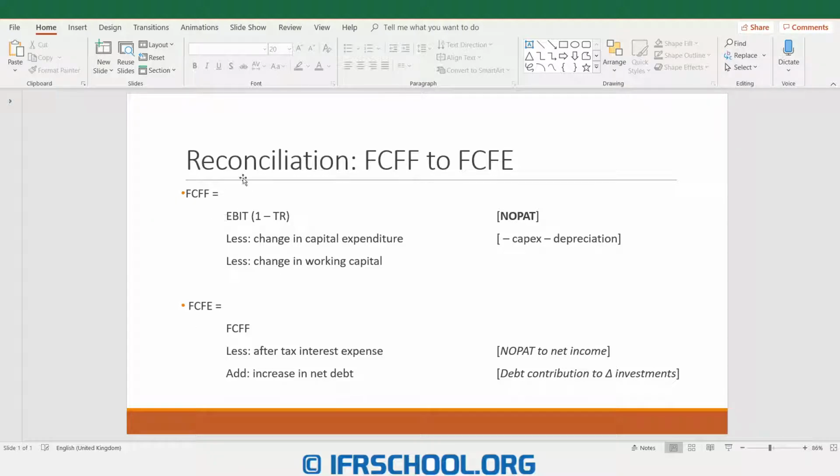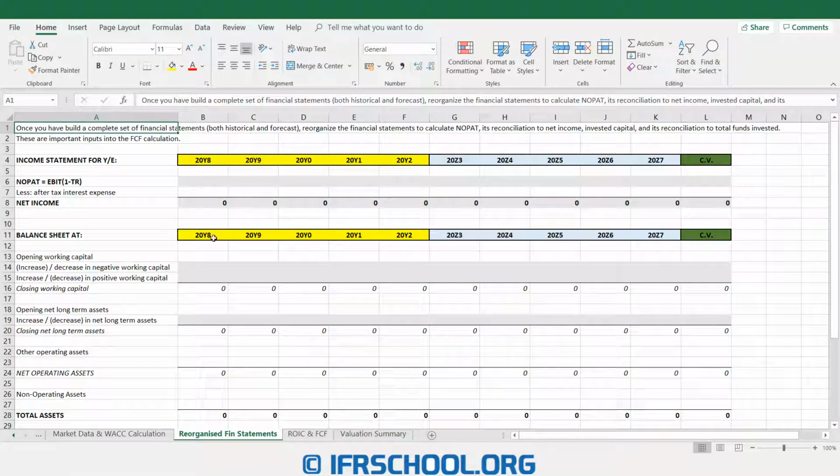Remember, to calculate free cash flow to the firm and free cash flow to equity requires us to calculate various components for each year. We have to calculate NOPAT, or EBIT multiplied by 1 less the effective tax rate. We have to come up with figures for capital expenditure in each year, or CapEx. We also have to extract the change in working capital for each year, as well as figures for after-tax interest expense and the increase or decrease in net debt. We will do that in this worksheet.